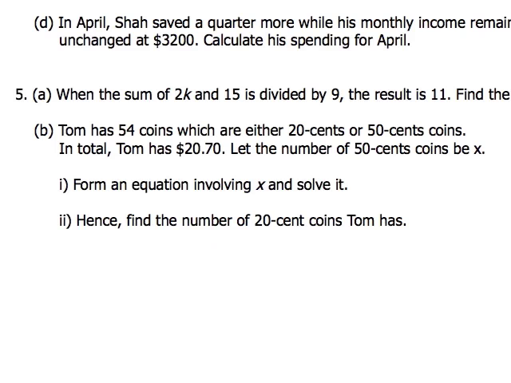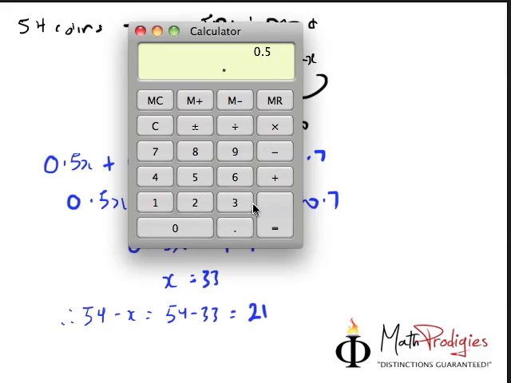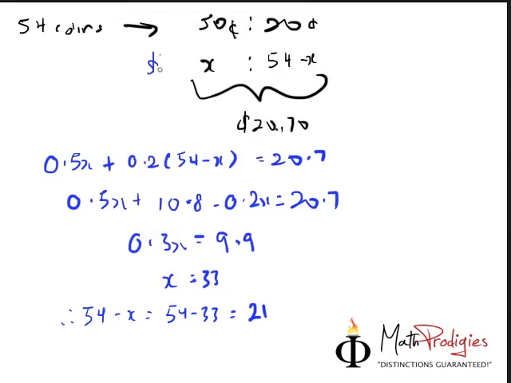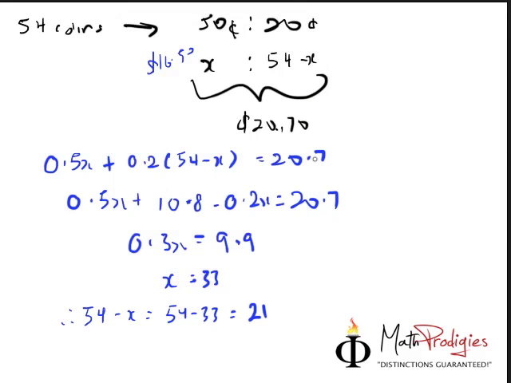So they said, hence find the number of 20-cent coins Tom has. 20-cent coins equals 54 minus x, equals 54 minus 33. That should give you the answer of 21. So let's check. x equals 33, that means 50-cent coins: 33 times 0.5 gives you $16.50. And 21 times 20 cents gives you $4.20. When you add them up, do you get $20.70? Yes, you do. And hence, the number of 20-cent coins is 21.